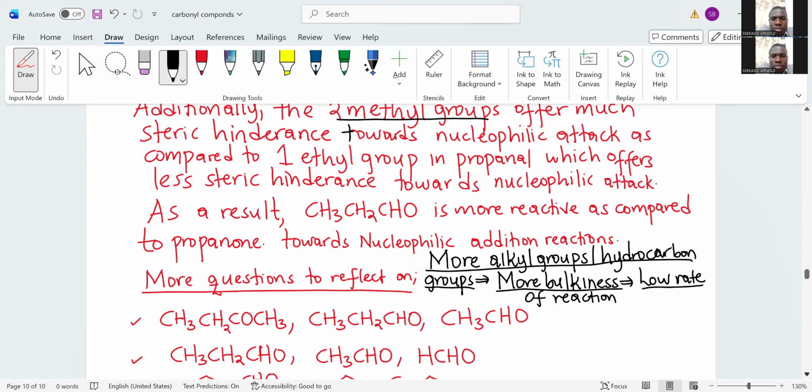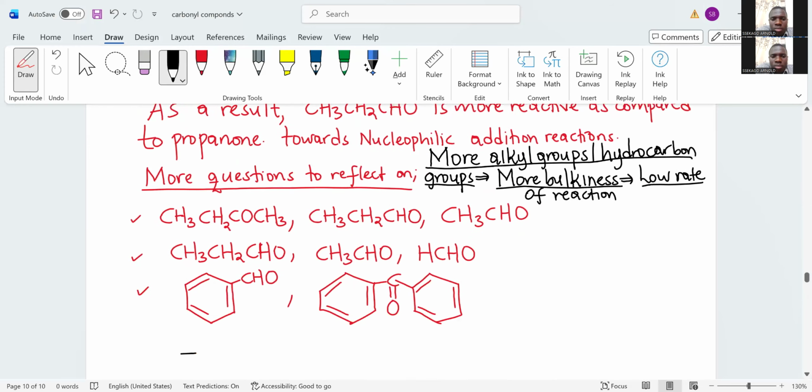Now I have some questions here for you to reflect on. Like here in the first bullet, we have butanal, followed by propanal, followed by ethanal. Can you arrange these compounds in order of increasing or decreasing rate of reactivity towards nucleophilic addition reactions? For example, for the first bullet, I want to claim that ethanal is most reactive, followed by propanal, and lastly butanal. Moreover, this will be my order: ethanal is greater than propanal is greater than butanal.